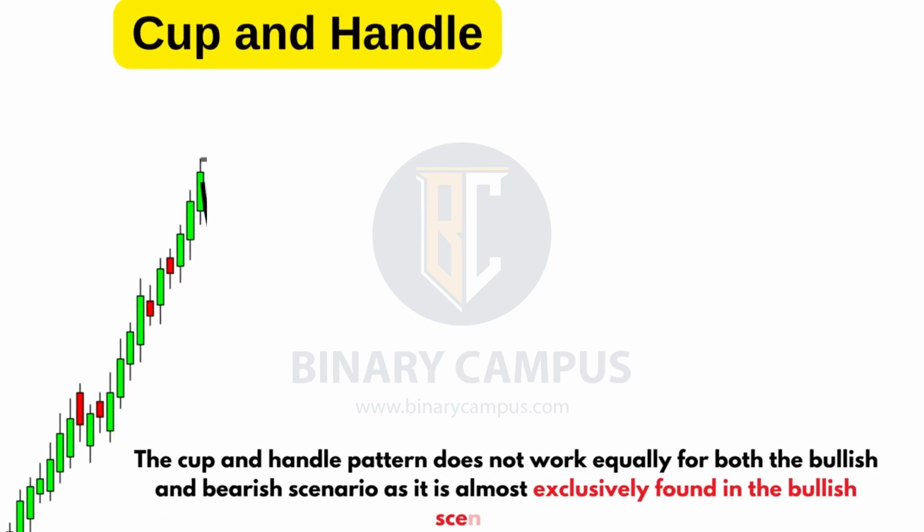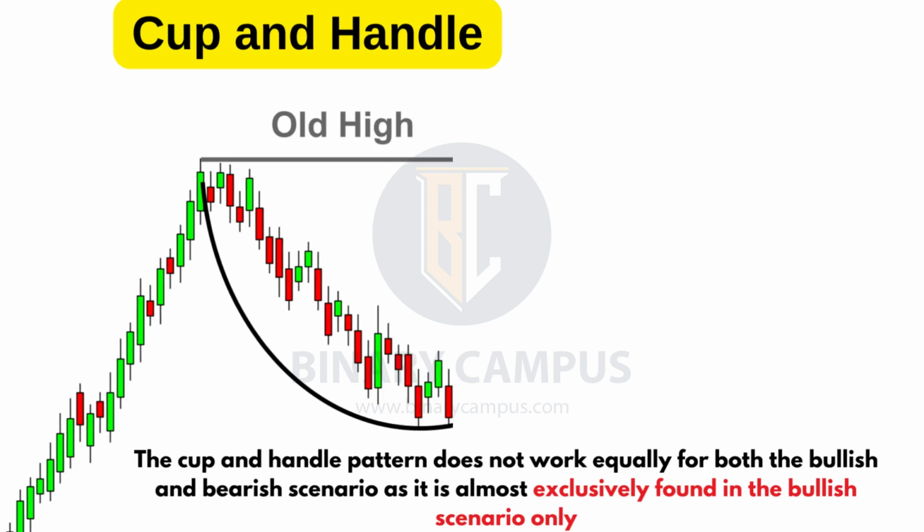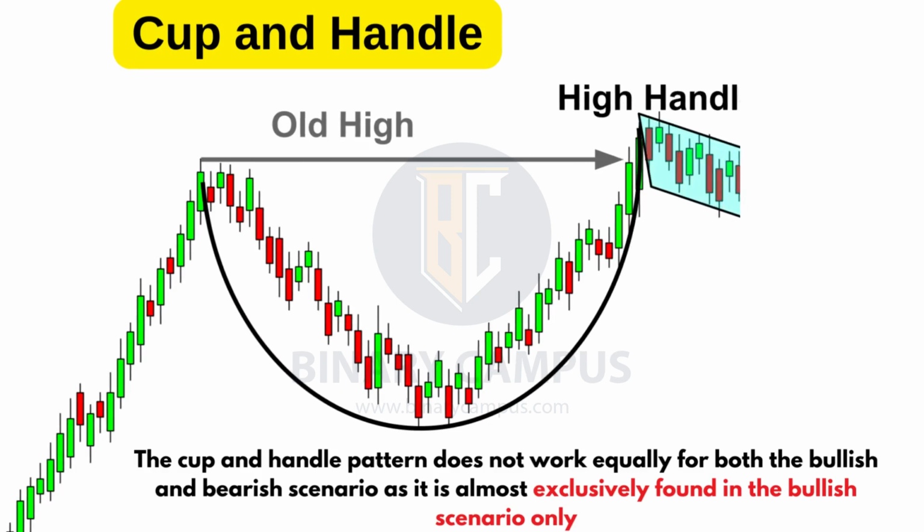Unlike other chart patterns, the cup and handle pattern does not work equally for both the bullish and bearish scenario, as it is almost exclusively found in the bullish scenario only. Hence, we don't hear people talking about bullish cup and handle or bearish cup and handle, because when they say cup and handle, it is understood to refer to the bullish version. Based on the 2 main categories of chart patterns, continuation versus reversal, most people tend to classify the cup and handle pattern under the reversal patterns category. However, I feel that the cup and handle can be both a reversal or continuation pattern.